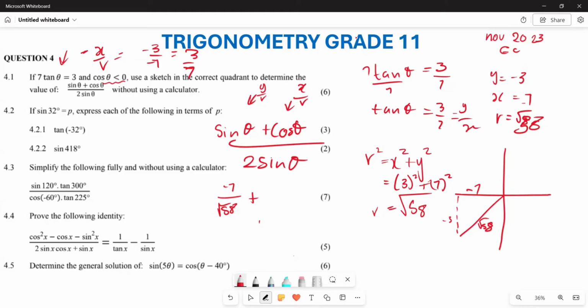Now for your cos, this is going to be the same as negative 7. Remember here we said the value of your y, which is negative 3. This is negative 3, right? And then the value of your x here is going to be negative 7 over root 58. This is going to be divided by 2 into again negative 3 over root 58.